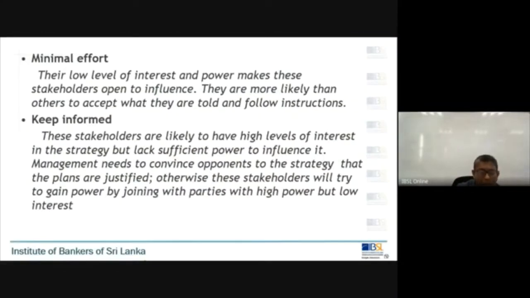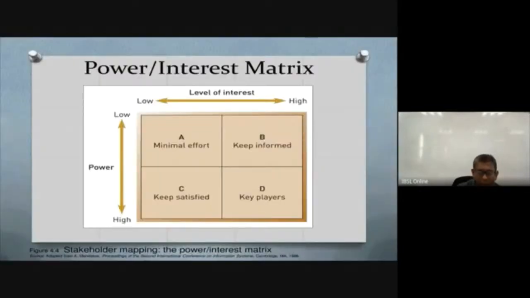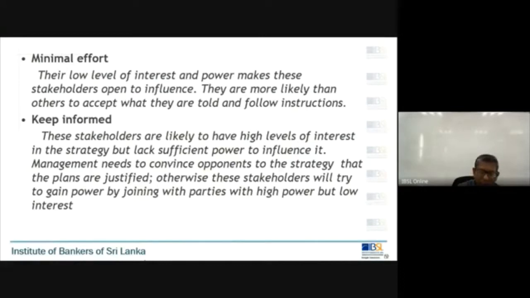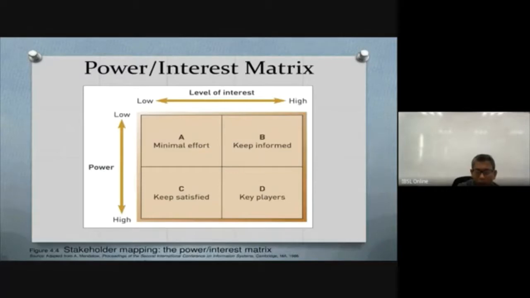The minimal effort group means their power is less, so they can impact the business less, and their interest is also not much. They are still stakeholders, but we may not concentrate much on them. Then keep informed is a big group where interest is high but power is less. It is better to always keep them informed about what is happening and get them involved in some activity. This is how we can keep them quiet.